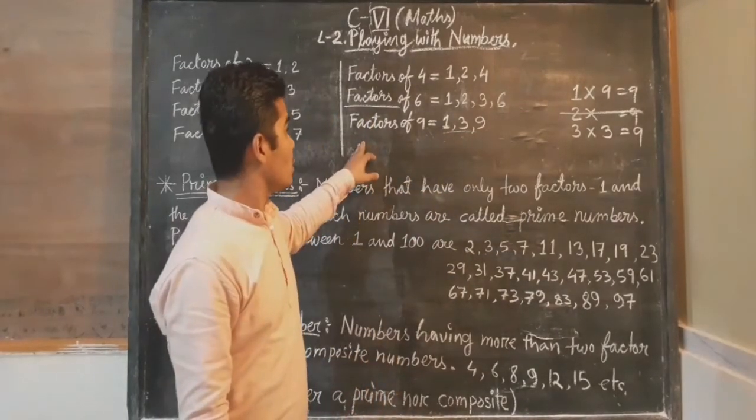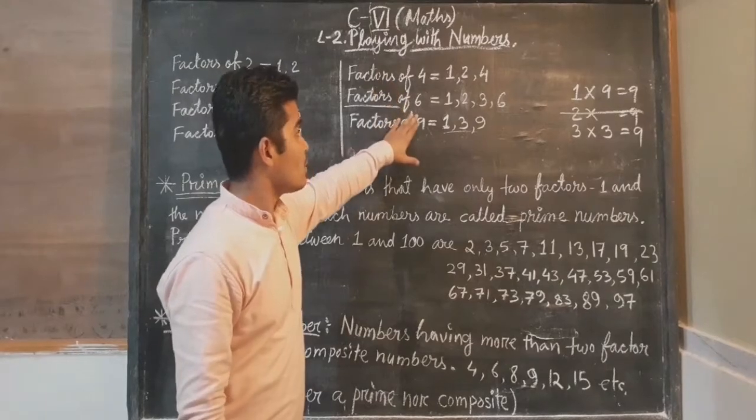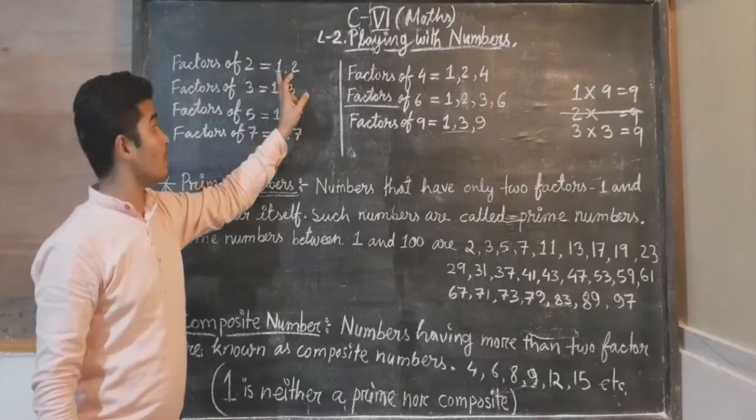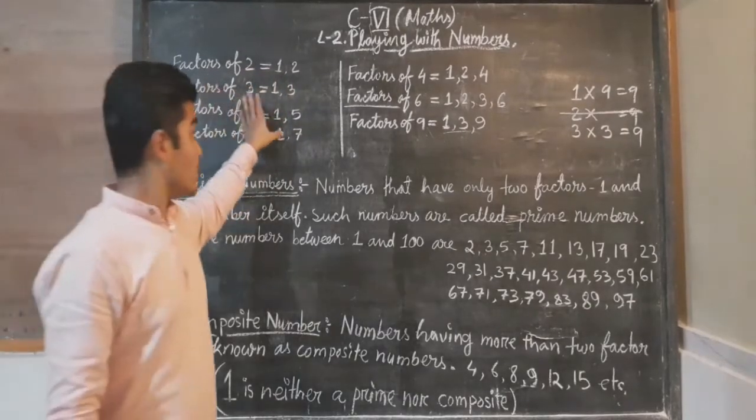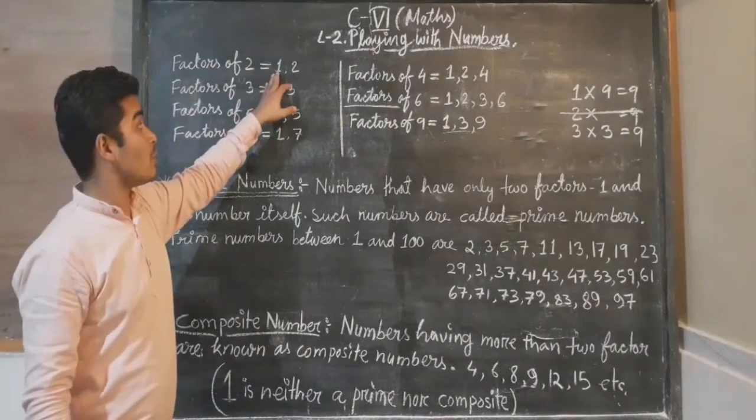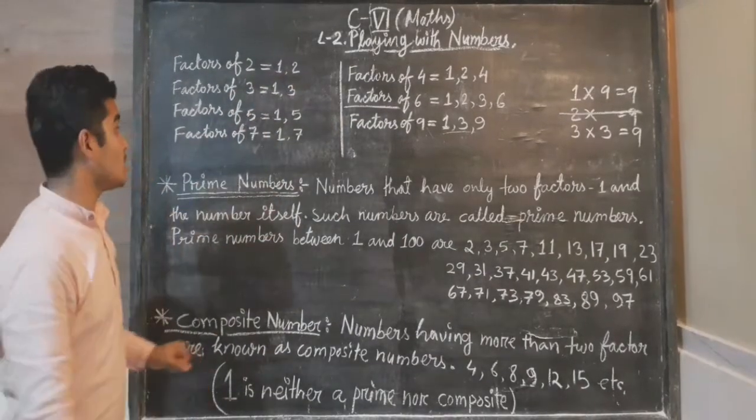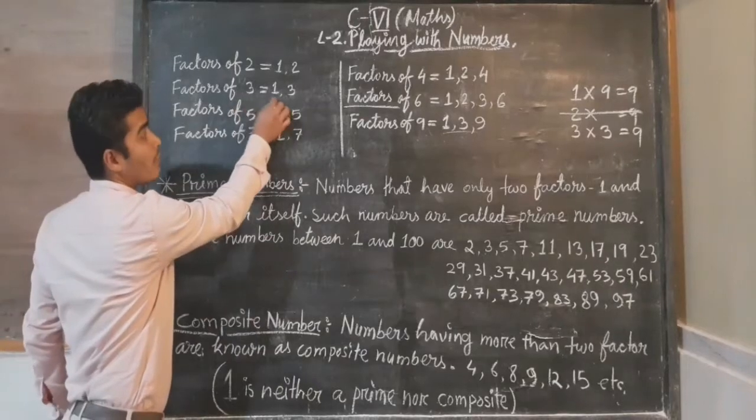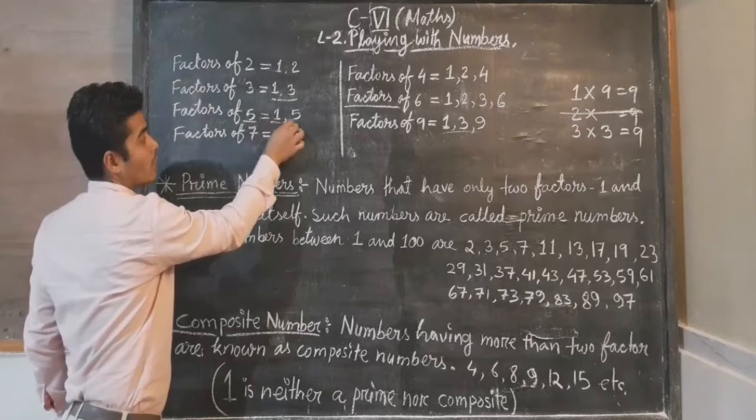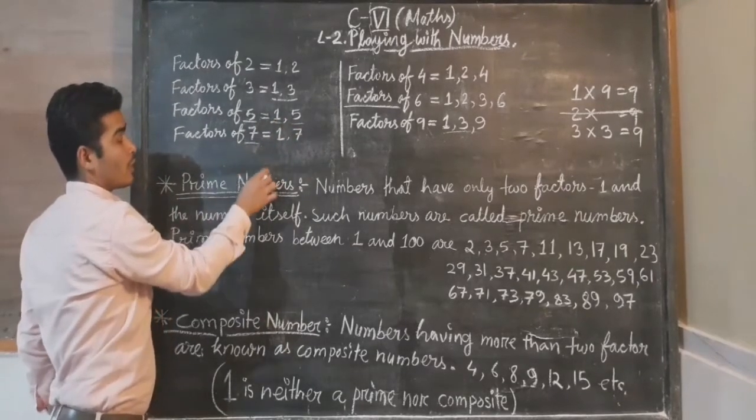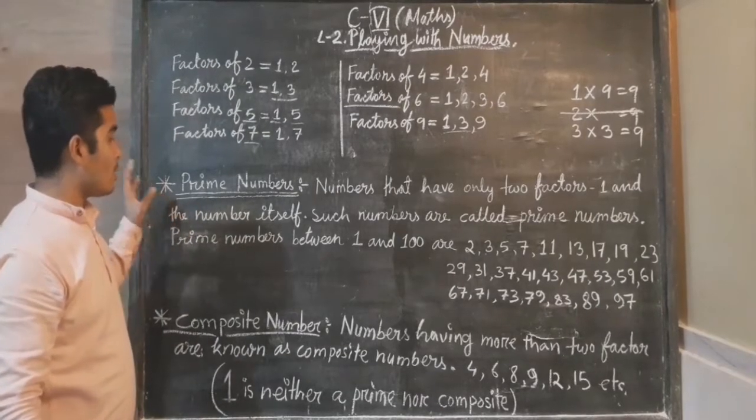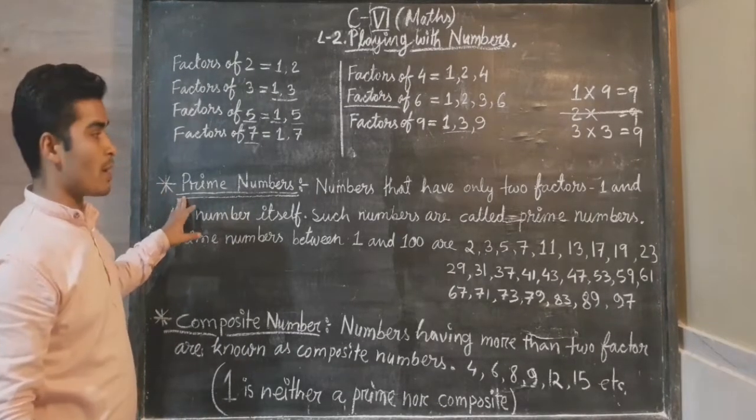You can see these numbers have more than 2 factors: 4, 6, 9 and some other numbers also. If you try to find the factors of the other numbers by using that method, you will not get factors other than these. If you find the factors of 3, you will find 1 and 3 only. If you try to find the factors of 5, you will get 1 and 5 only. And if you try to find the factors of 7, you will get 1 and 7 only. So now I will tell you what a prime number is.